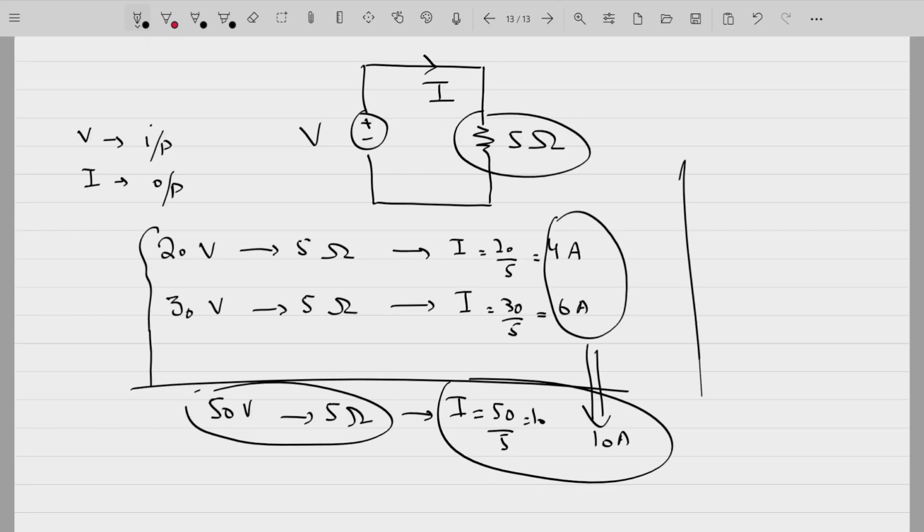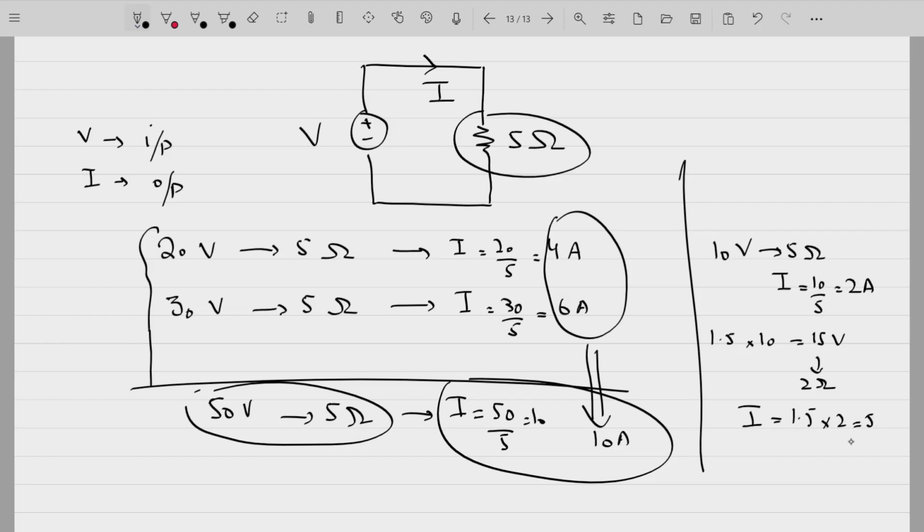Second is homogeneity. In homogeneity, if we are applying an input of, say, 10 volts to this 5 ohm resistor, the current flowing will be 10 by 5, that is 2 amperes. Now if we are multiplying and applying an input of, say, 15 volts to the same circuit, what should I be? That should be 1.5 into 2, that is 3.